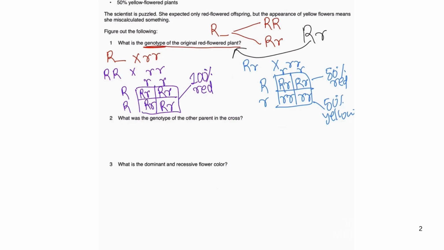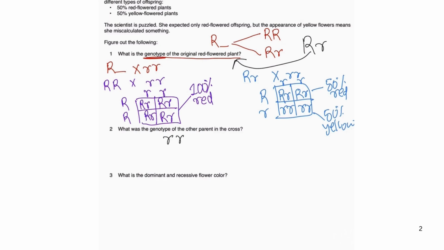What was the genotype of the other parent in the cross? The other parent in the cross has to be small r small r. What is the dominant and recessive flower color? The dominant color is red, capital R, and the recessive color is yellow, small r.